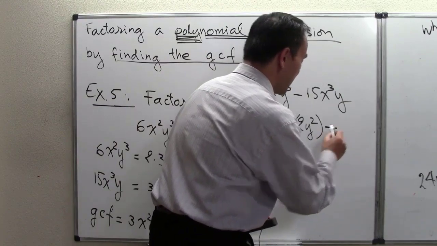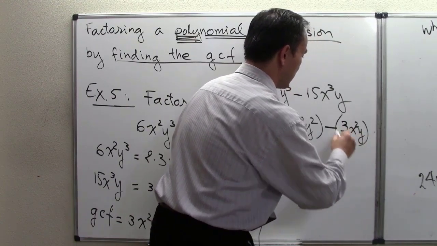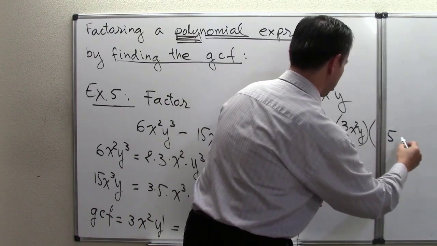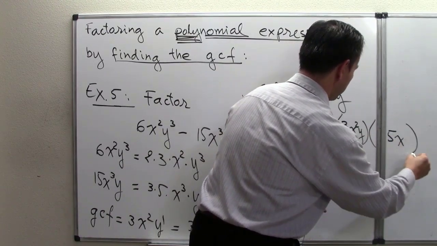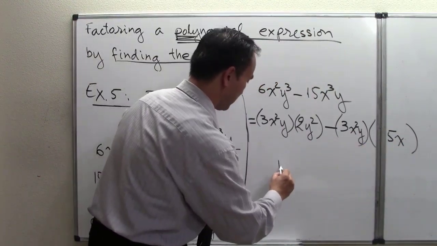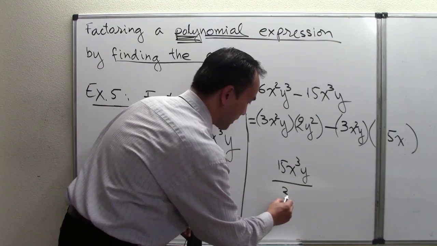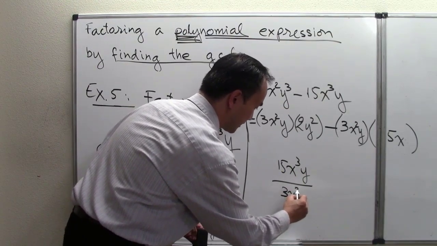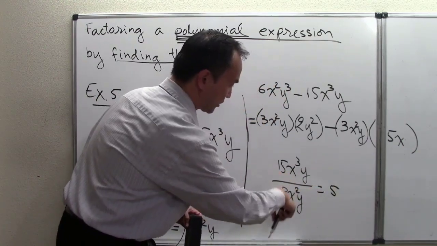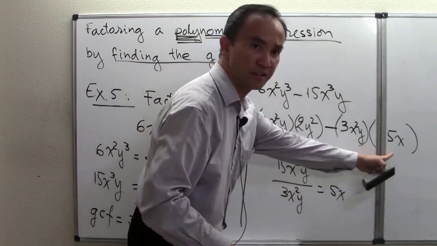Okay, and now for the other term, minus. So I'm going to rewrite our GCF right here, 3x squared y, but in product with 5x. All right. So how do I know 5x so quickly? Again, 15x cubed y. That's our original term right here. Just simply divide that by the GCF that we have found previously, 3x squared y. 15 cancel with 3 gives me 5. X cubed cancel with x squared gives me x. Okay, and the y cancel with the y. There's no y left, and that's how I ended up with the 5x.